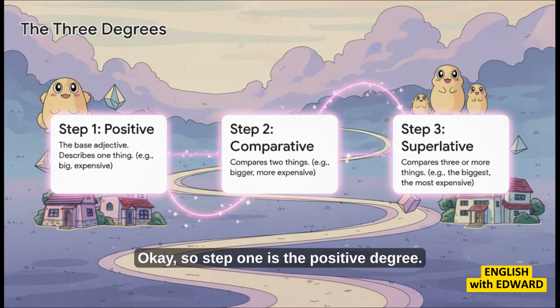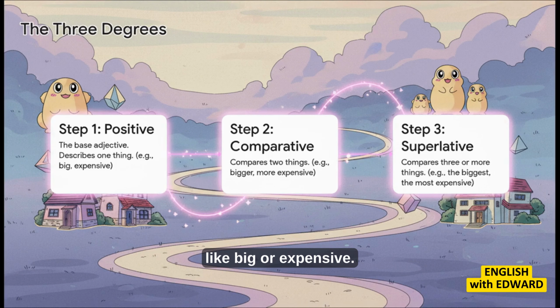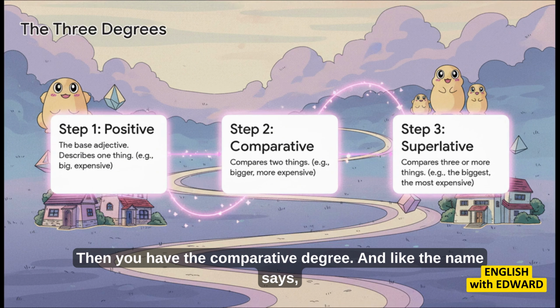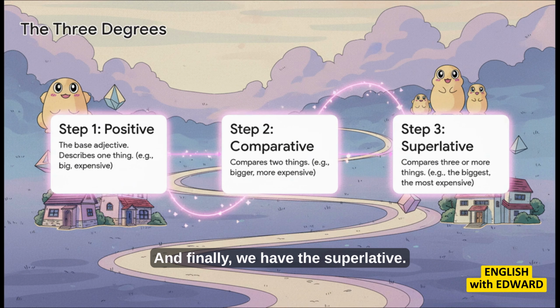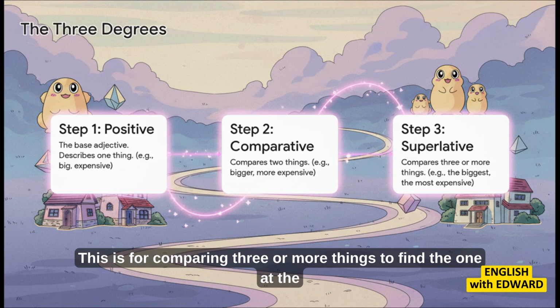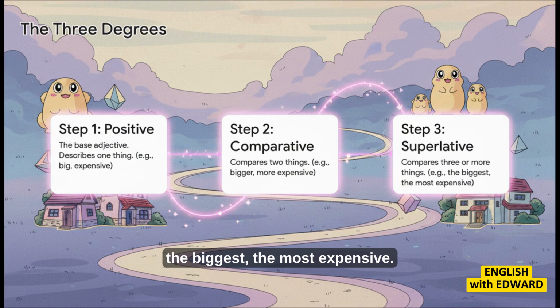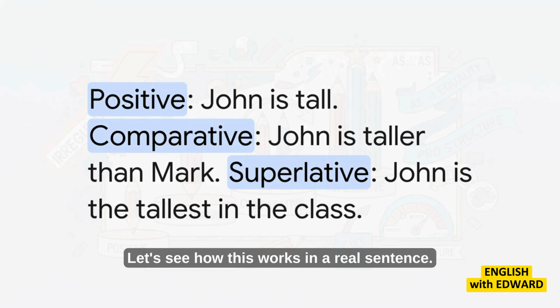Okay, so step 1 is the positive degree. This is just the normal basic adjective, like big or expensive. It just describes something, that's it. Then you have the comparative degree, and like the name says, it compares 2 things, so bigger or more expensive. And finally, we have the superlative. This is for comparing 3 or more things to find the one at the very top, the extreme, the biggest, the most expensive.